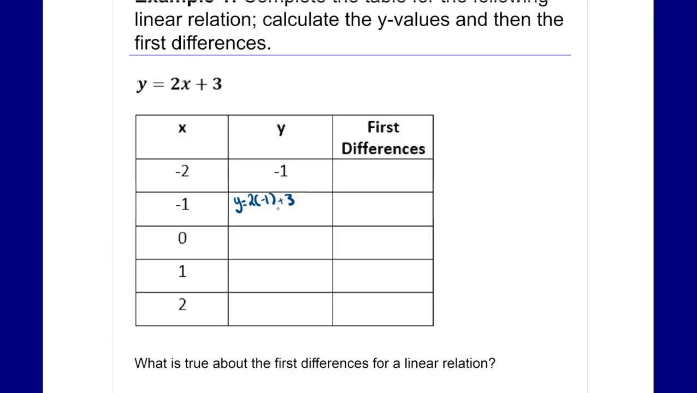-2 plus 3, we have a y value that's equal to +1. So that means the y value is positive 1. The next one, again, we do the same thing, except instead of negative 1, we would plug in 0. So 2 times 0 plus 3, we get a y value equal to 3. And we could do the same thing for the next one and so on. We would have 5 and we would have 7.